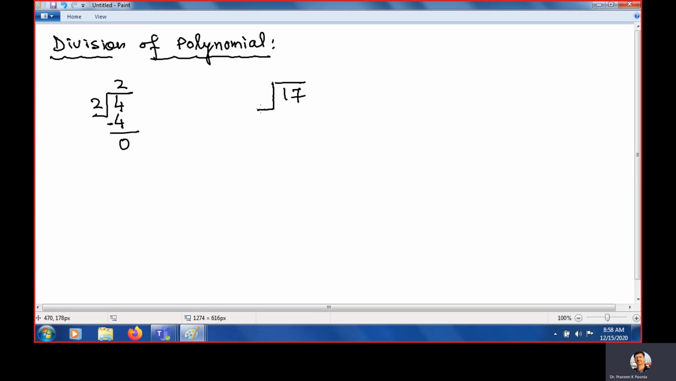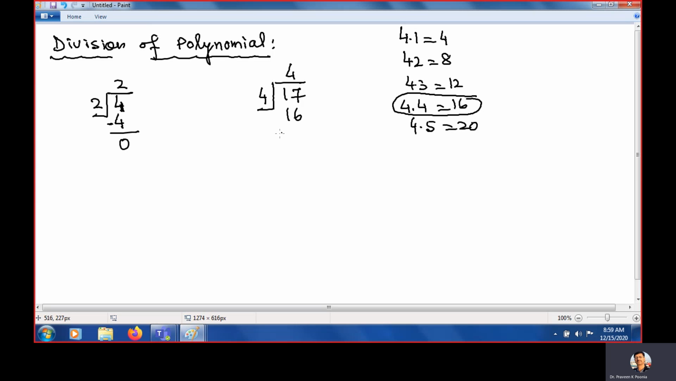17 divided by 4. So 4, now you need to write the table. 4 times 1 is 4, 4 times 2 is 8, 4 times 3 is 12, 4 times 4 is 16, 4 times 5 is 20. So just remember, we will not cross this 17. Either we will reach 17 or we will be less than this 17. So less than this 17 is 16. So 4 times 4 is 16. Now subtract. So you are getting 1. Here 0 is the remainder. And here 1 is the remainder.